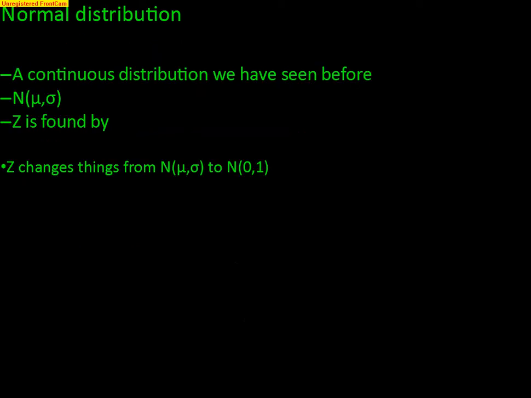A normal distribution. So this is a continuous distribution that we have seen before. And a normal is defined here, in general, by the mean and standard deviation. Mean and standard deviation. And a z is equal to x minus mu over sigma. So it's x, whatever value we're testing, minus the mean over sigma.